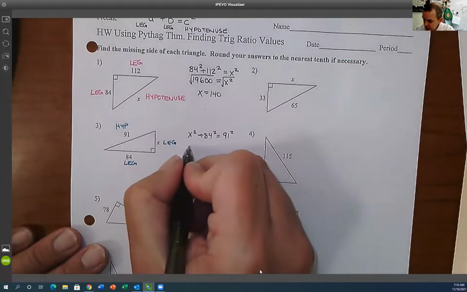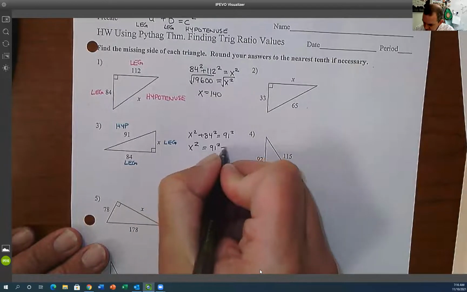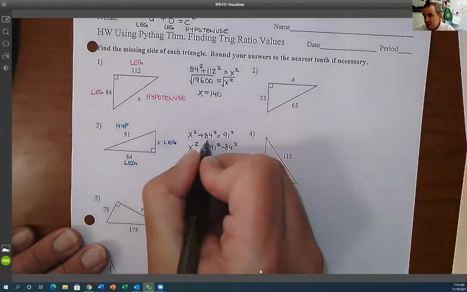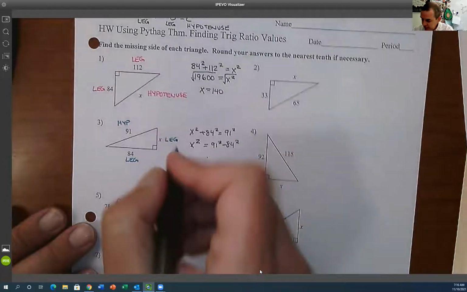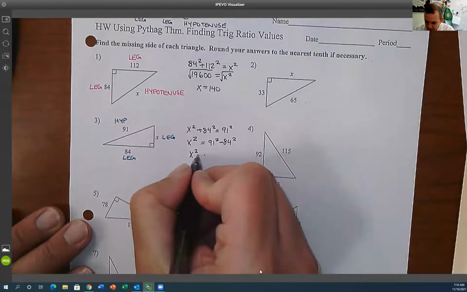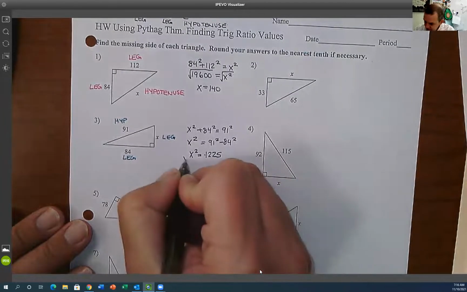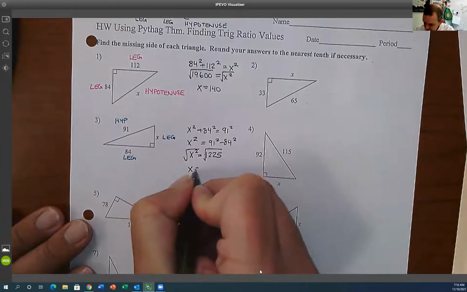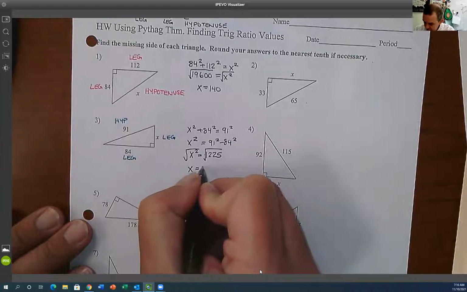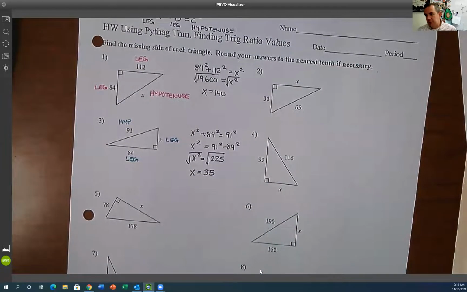So basically what we're going to do is 91 squared minus 84 squared, which is basically moving it to the other side by subtraction. We pick up our calculator, and we find that x squared equals 1,225. Take the square root of both sides. Again, it's a calculator-driven exercise. We find that x equals 35. And just to double check, it's not longer than the hypotenuse, so we didn't make any mistakes.